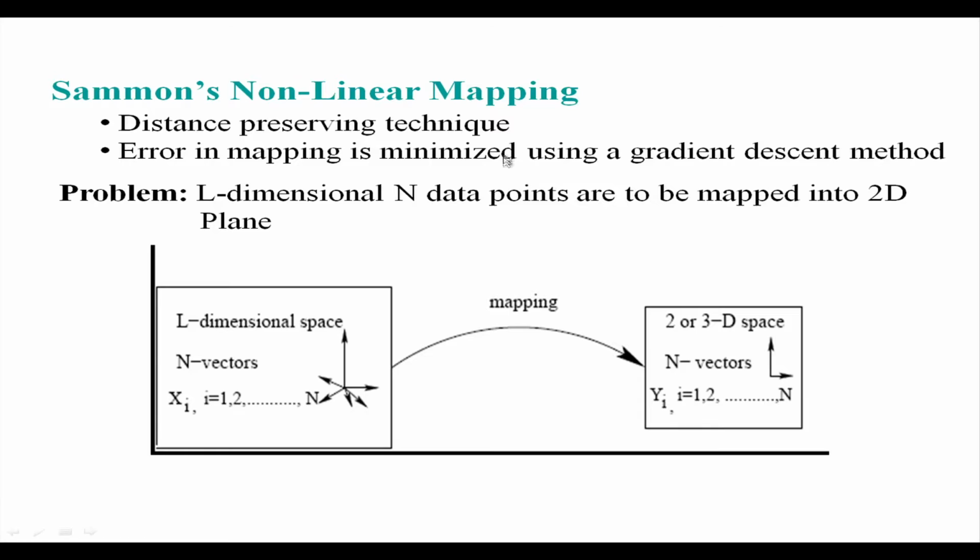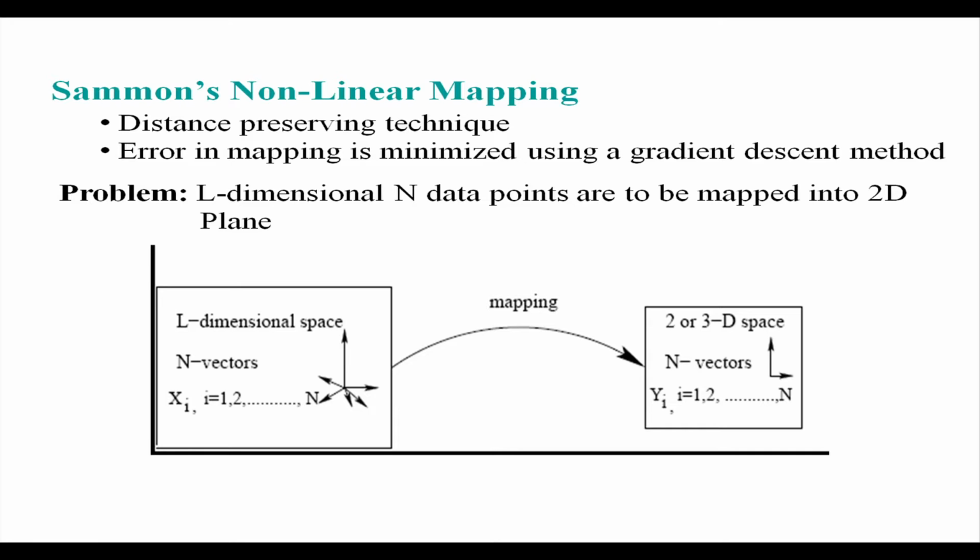That means we try to keep the Euclidean distance the same, and we do not bother about the topological information or the relative position of the second point with respect to the first point. This is once again an approximate method. Now, this error in mapping is minimized using a gradient descent method. You must have heard about the steepest descent method or the gradient descent method.